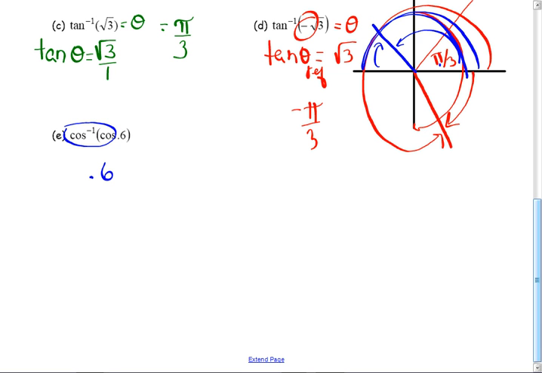Can't you see the point? I can see the point. Okay, are we ready?